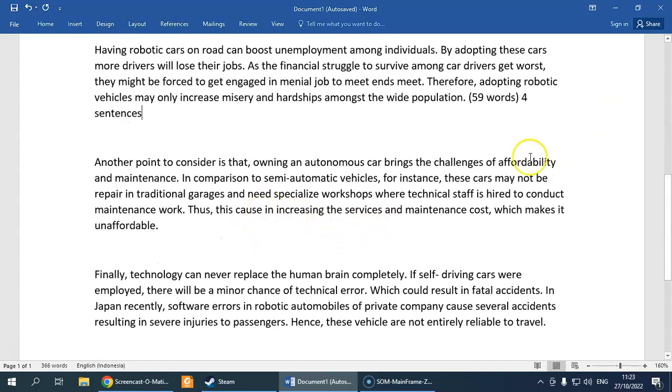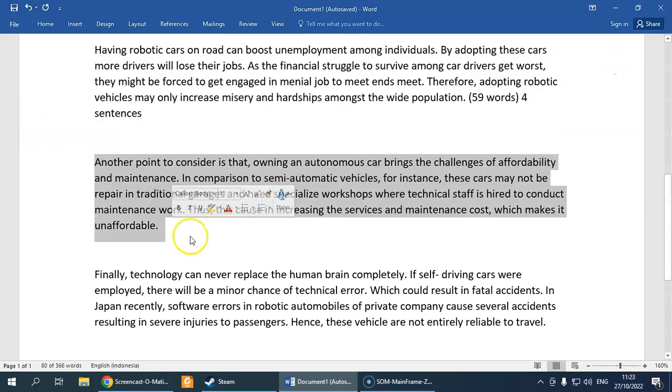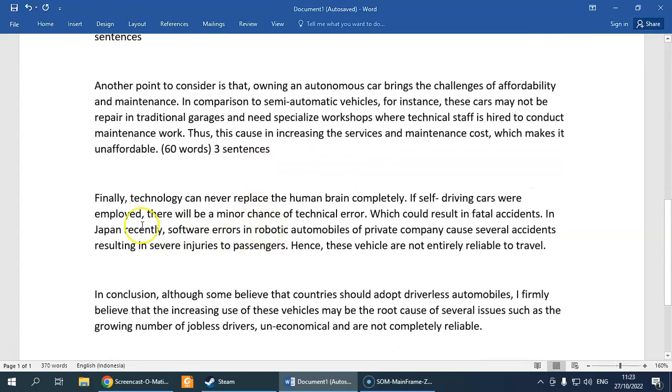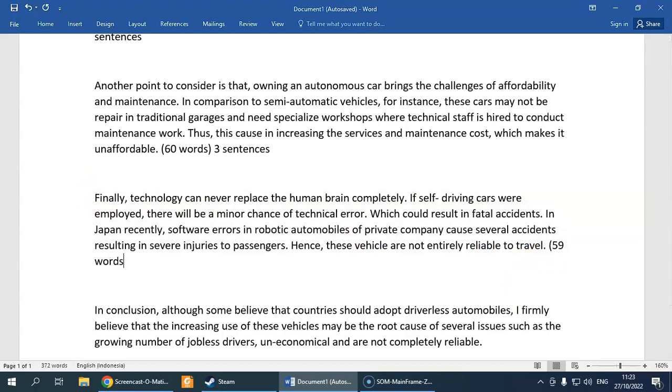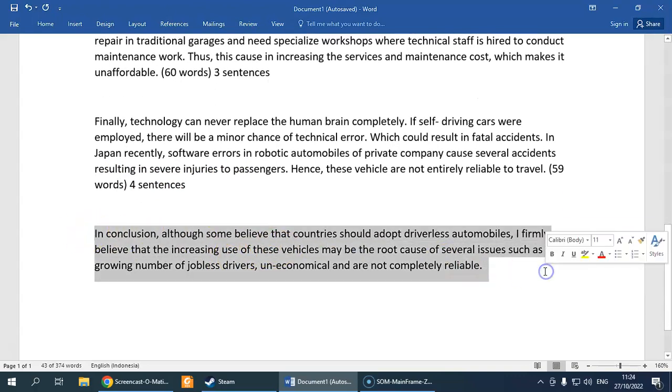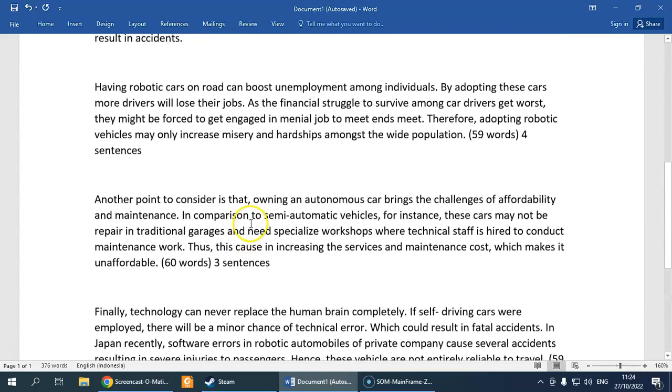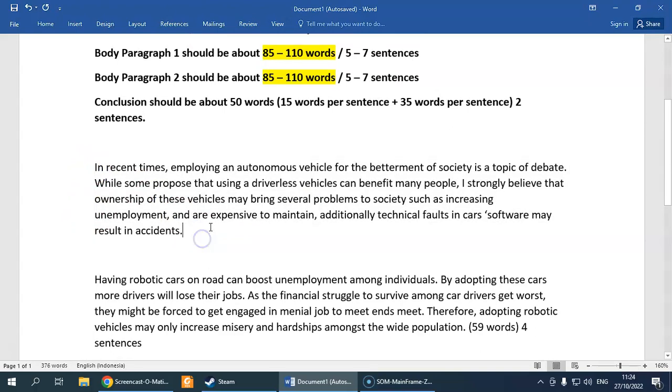In here, let's check. You use 60 words here. And you have 1, 2, 3 sentences. Okay, and then here 59 again. 59 words, and you have 1, 2, 3, 4. 4 sentences. Okay, and here you have 43. Okay, good enough. Here, 62. This is nice.